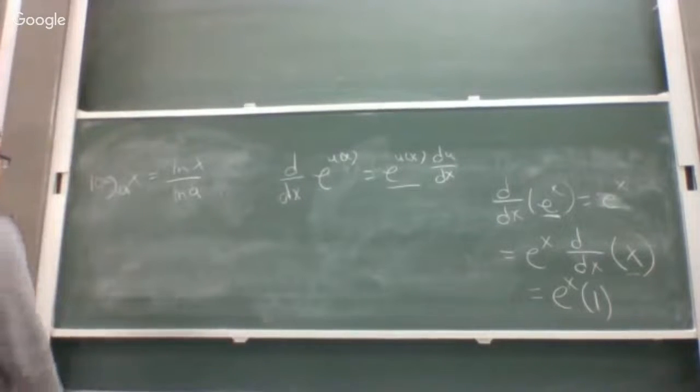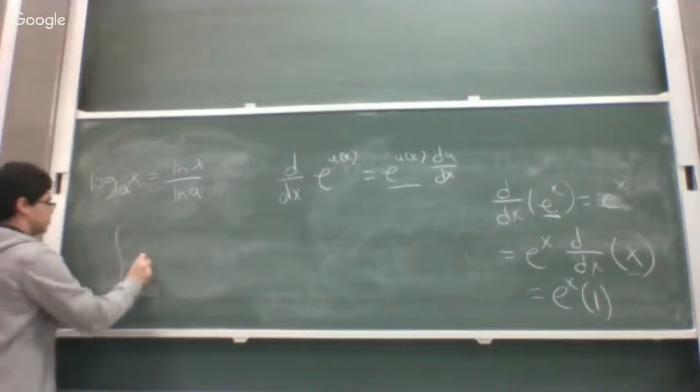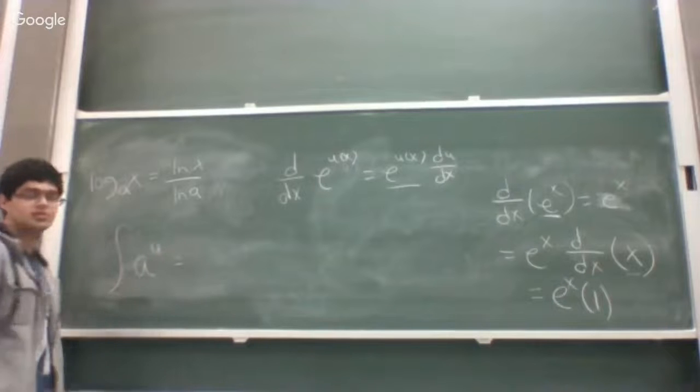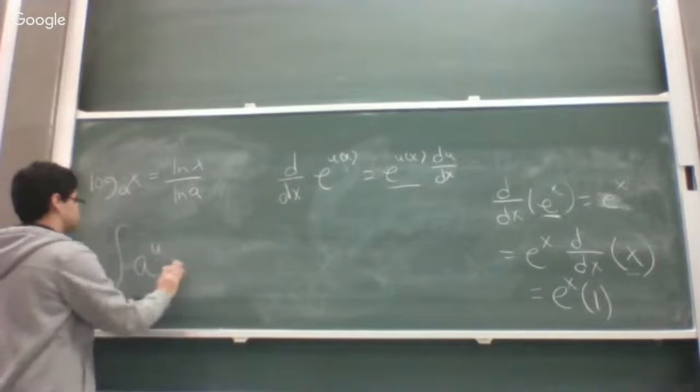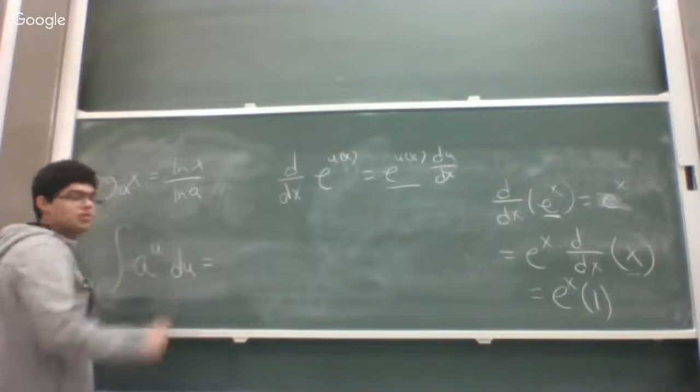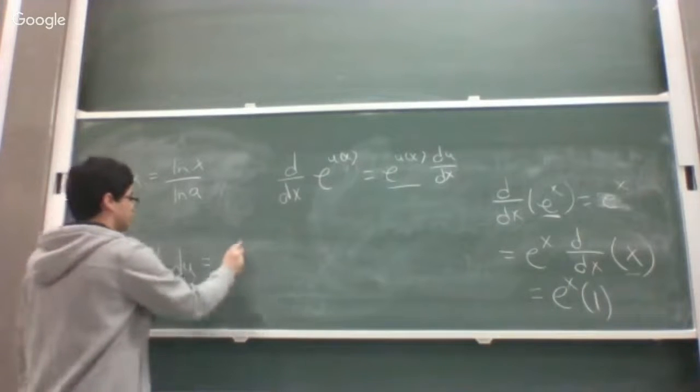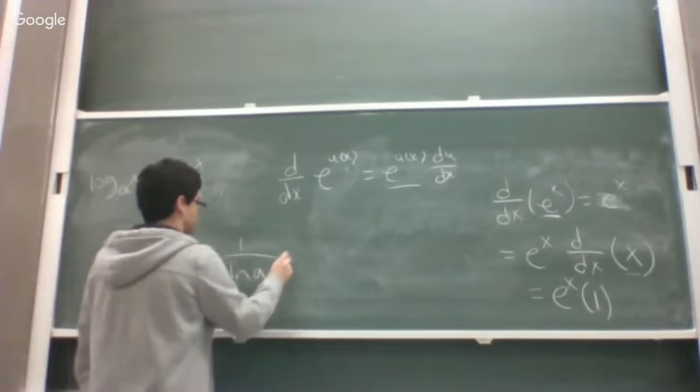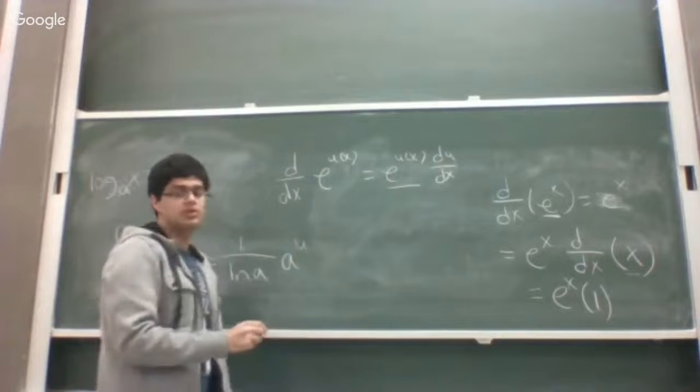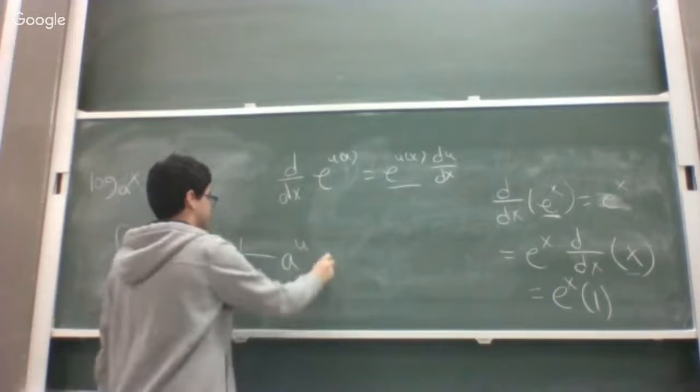The integral of a to the u times du is equal to 1 over the natural log of a times a to the u plus c.